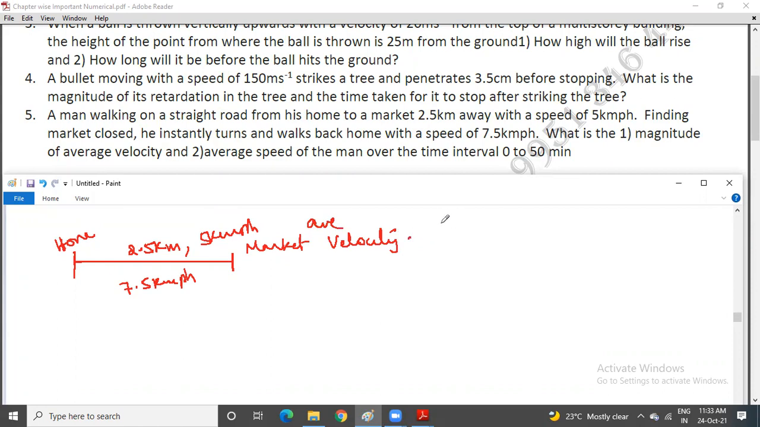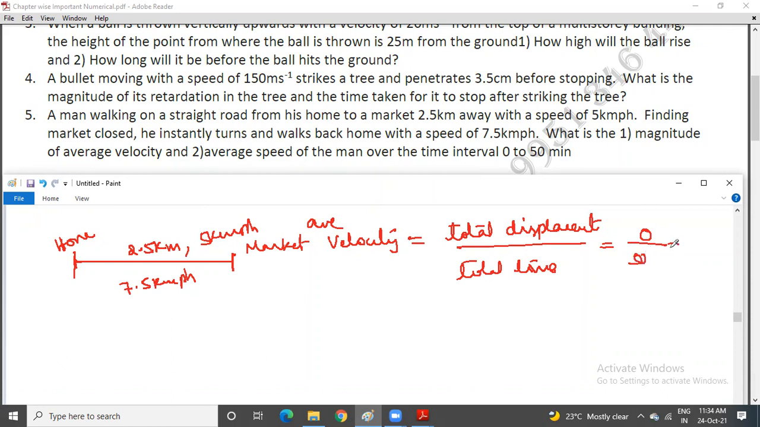So what is average velocity? Total displacement by total time. So total time is there, 0 to 50 minutes, but what is the total displacement when the body comes back to the same point? Displacement is the shortest path between initial and final position. Since she is coming back to home, it will be 0. So therefore 0 by 50 minutes, so velocity will be 0. Average velocity will be 0.